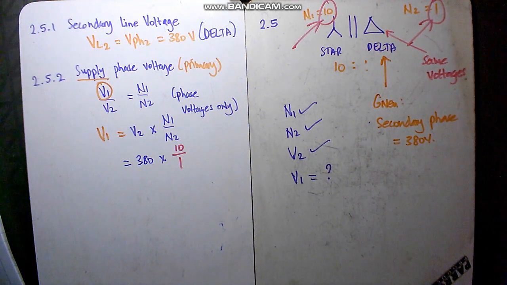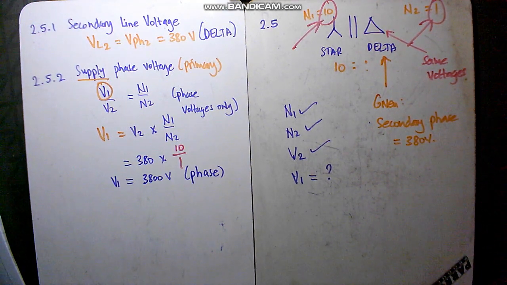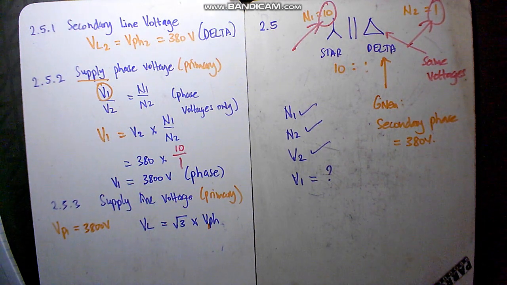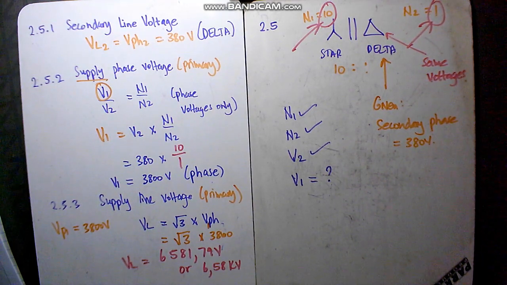Multiply that, 3,800. Because we have a star on the left hand side and this formula only works with phase voltages, this will be a phase voltage. So we could calculate the line voltage. Next question is the supply line voltage, which would be the primary. Right, so V line is equal to √3 times the V phase 1 voltage, the one calculated above. Plug it into your calculator. And so plugged into our calculator we get 6.58 kilovolts.